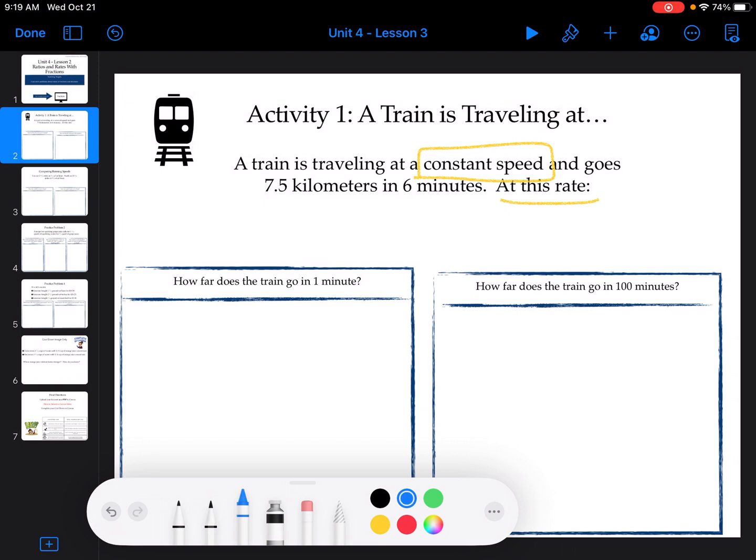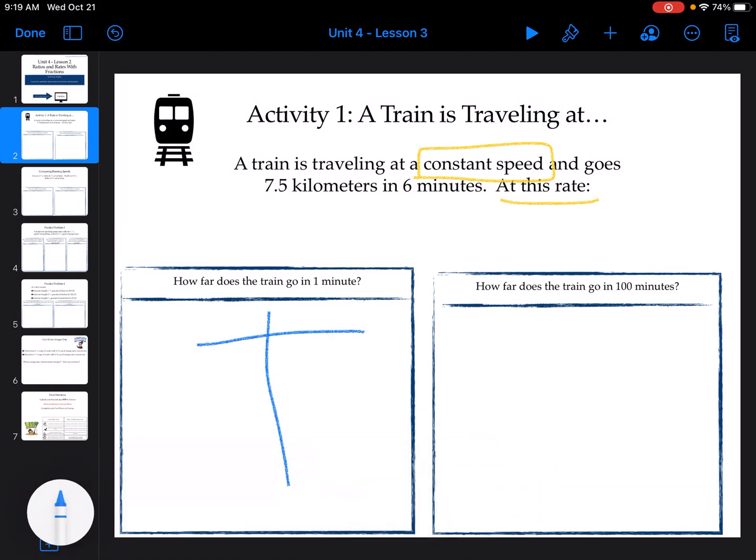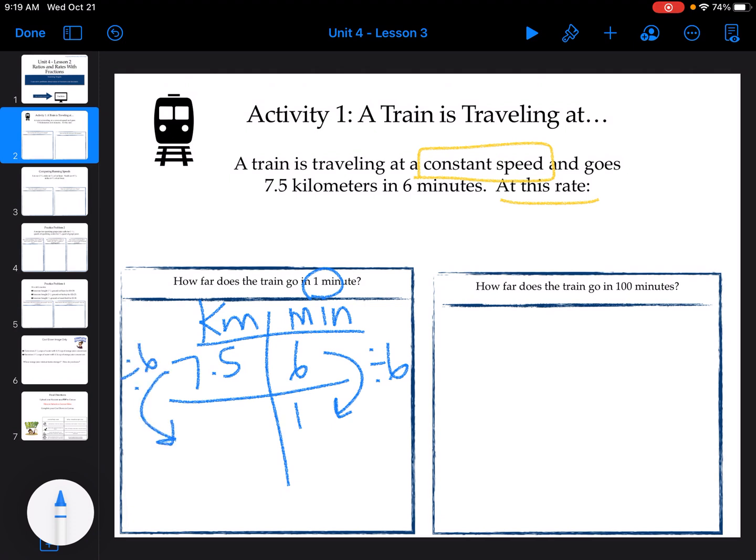So we haven't done tables in a while, but we're still going to do them. So we have kilometers and we have minutes. We know that it goes 7.5 kilometers in 6 minutes. I want to know about 1 minute. So I'm going to divide by 6. So then in my handy dandy calculator, 7.5 divided by 6, and I get 1.25. So it goes 1.25 kilometers per minute.